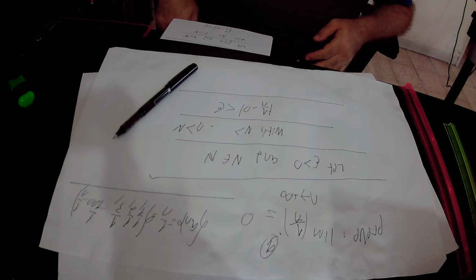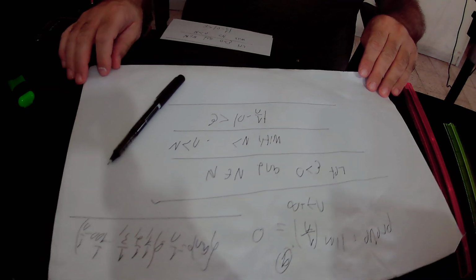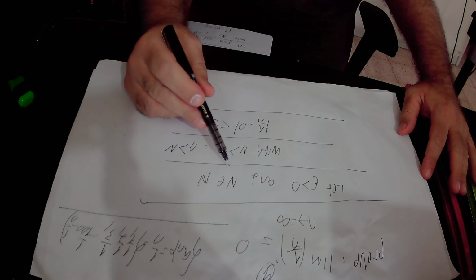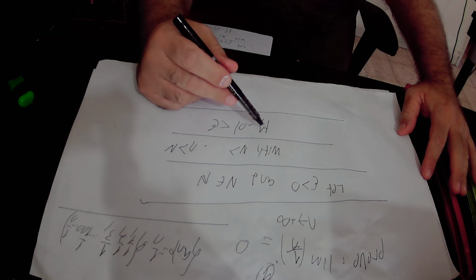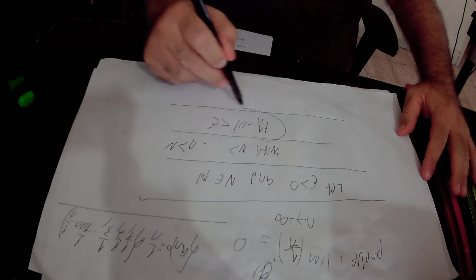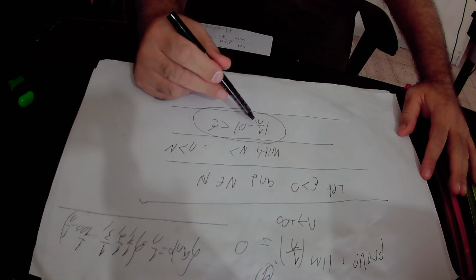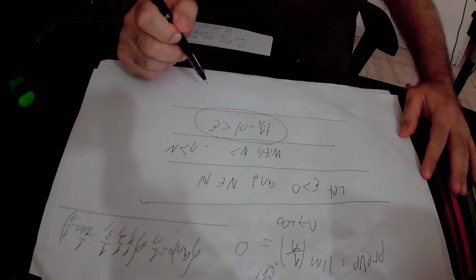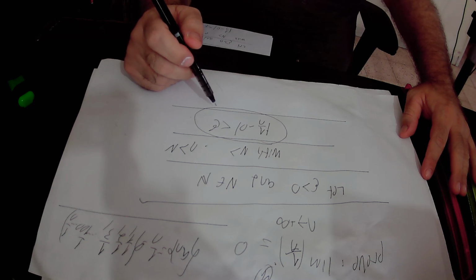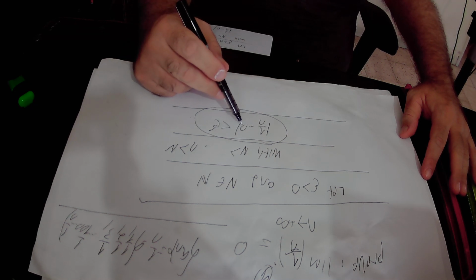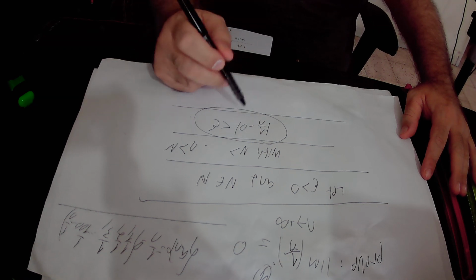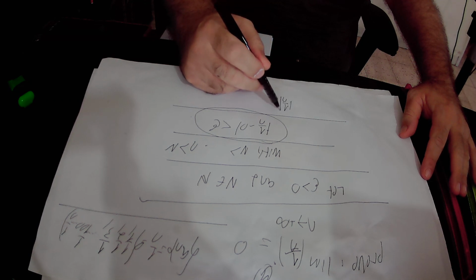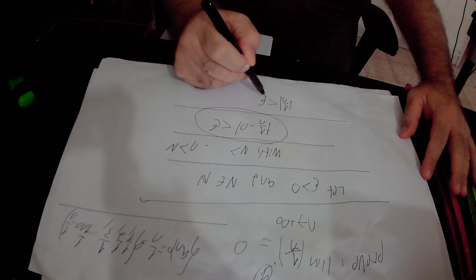Okay, so we will prove that we can find the appropriate capital N that holds this condition, that the absolute value of 1 over n minus 0 is smaller than epsilon. Actually, 0 changes nothing, so we can cancel the 0, and here we will get that the absolute value of 1 over n must be less than epsilon.